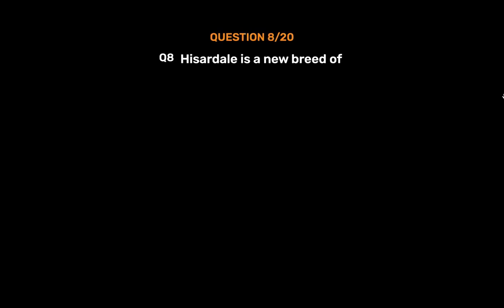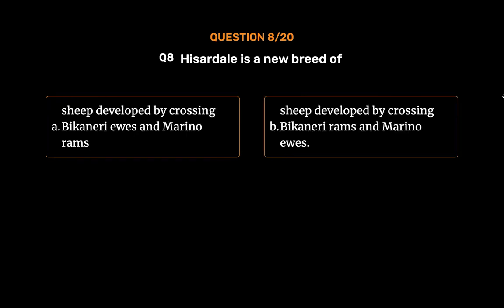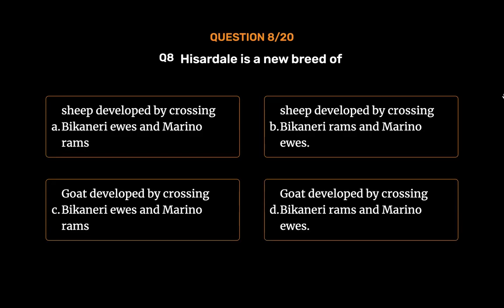Question number 8. Hisar Dalal is a new breed of Option A. Sheep developed by crossing Bikaner ewes and Merino rams. Option B. Sheep developed by crossing Bikaneri rams and Merino ewes. Option C. Goat developed by crossing Bikaner ewes and Merino rams. Option D. Goat developed by crossing Bikaner rams and Merino ewes. The correct answer is Option A.